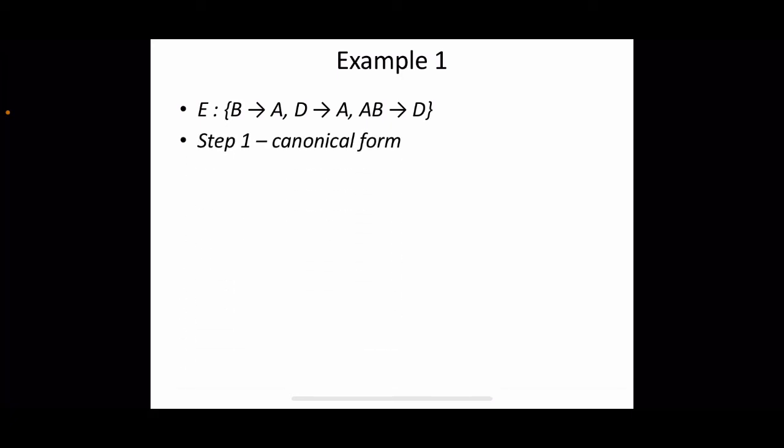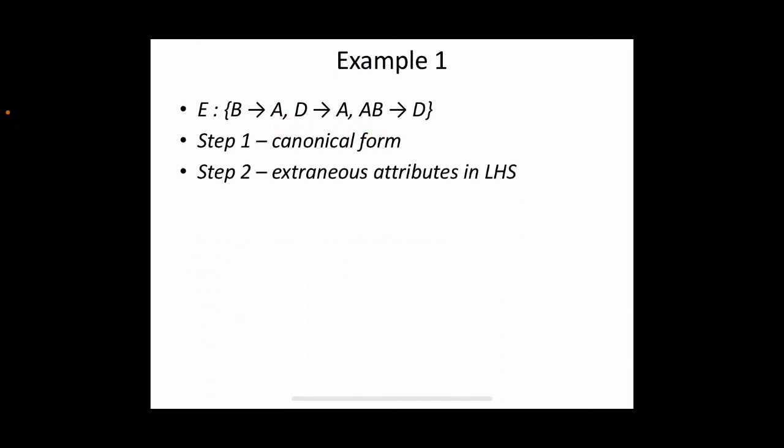Now we can see an example for this algorithm. Suppose we have a dependency set E as B determines A, D determines A, B determines D. We have to find the minimal cover for this dependency set. Step 1, we have to check whether all of these are in canonical form. Yeah, all these contain only one attribute on the right hand side, right? So all these are in canonical form.